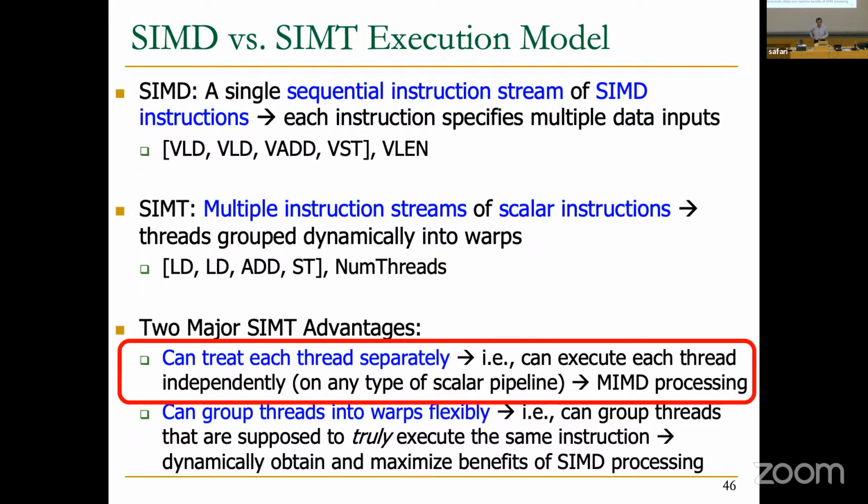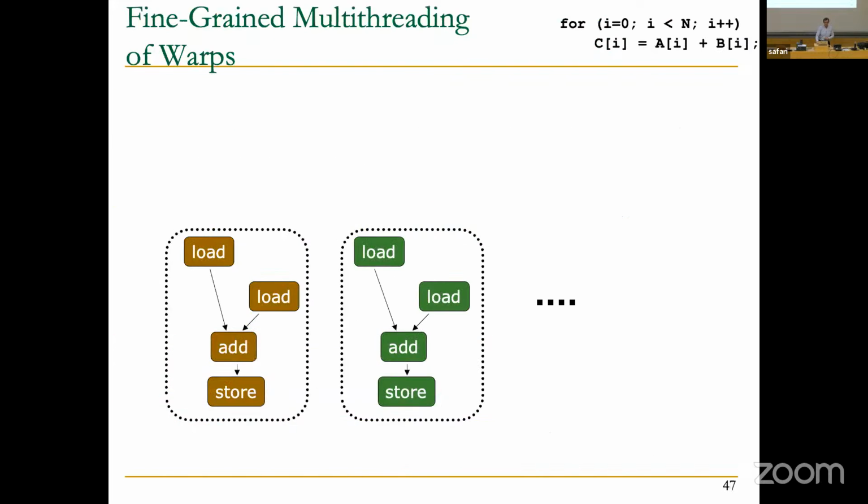So let's start with the first one. How can we treat each thread separately? Or what benefit do we get from this? You remember the notion of fine-grained multithreading, right? We're going to go back to this. We're going to basically do fine-grained multithreading of these threads on a very simple scalar pipeline.